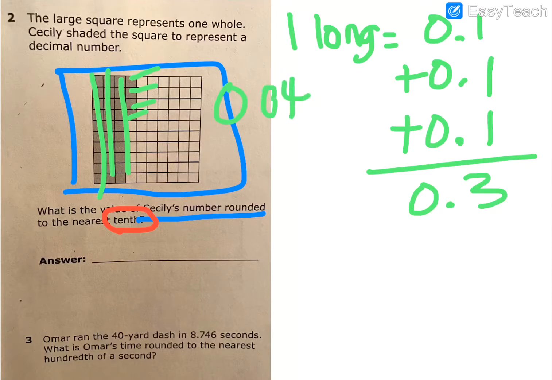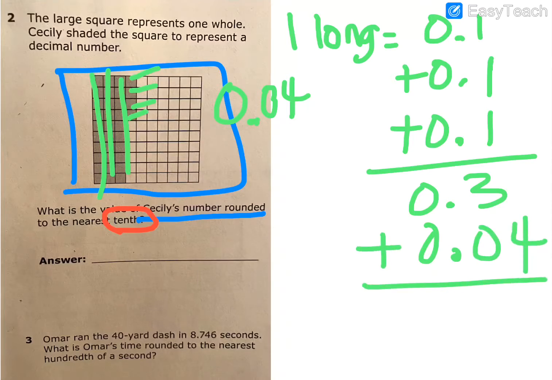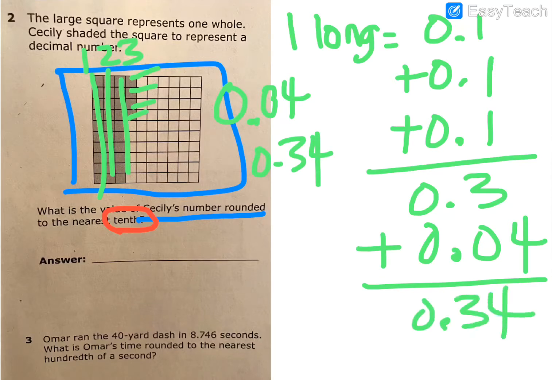And we have 1, 2, 3, 4 hundredths. So we want to add 4 hundredths to it. Or you could have simply just added and said I have 1, 2, 3 longs and 4 hundredths, and since you know that the longs go in the tenths place, you could have written it like that. And how many hundredths do I have? 4. Either way, we're going to get to the same answer.